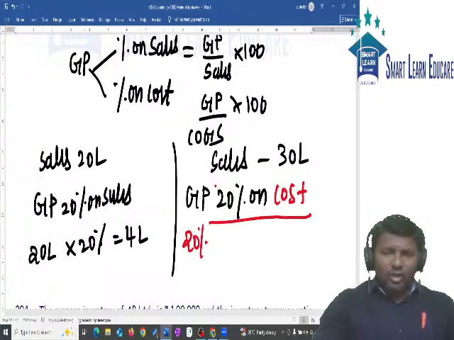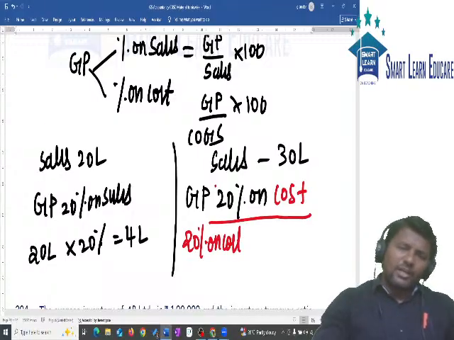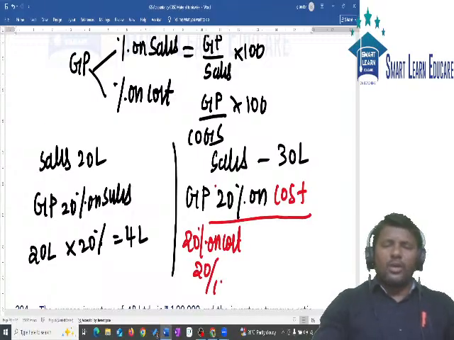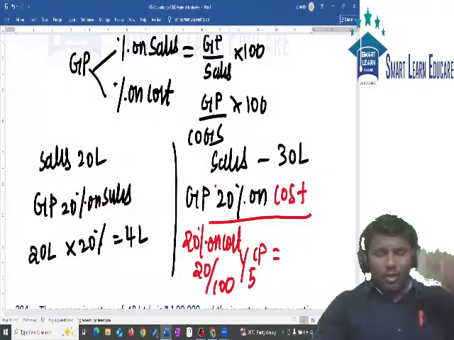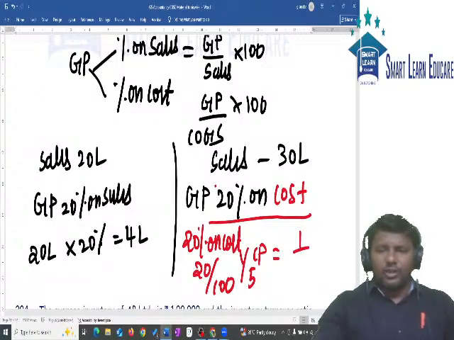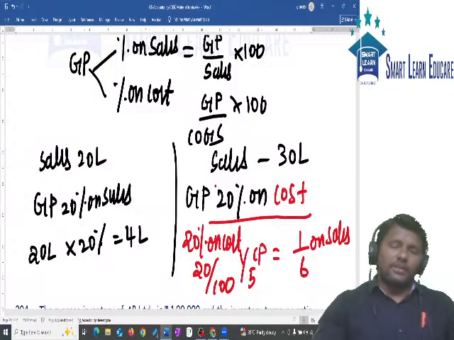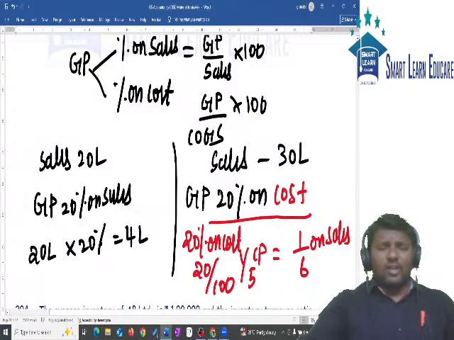What is the meaning of 20 percentage on cost? It means 20 by 100. When you simplify this 20 by 100, you will be getting 1 by 5. 1 by 5 on cost price is equal to 1 by 6 on selling price.